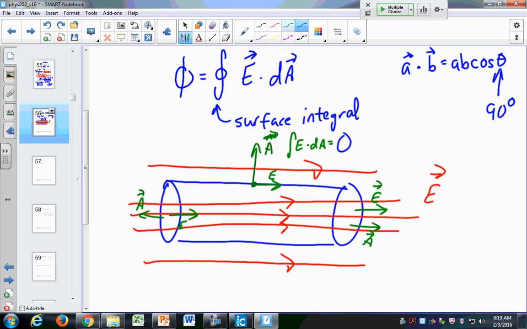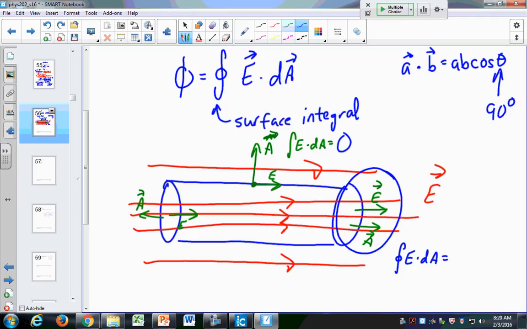Now we can consider these other two, like this one right here, the integral of E dot dA. Will that dot product go to 0? Remember, the result of a dot product is the magnitude of the first vector times the magnitude of the second vector times the cosine of the angle between them. What's the cosine of the angle between these two vectors? 1. It's equal to 1. That angle is 0 degrees, and the cosine of 0 is 1.